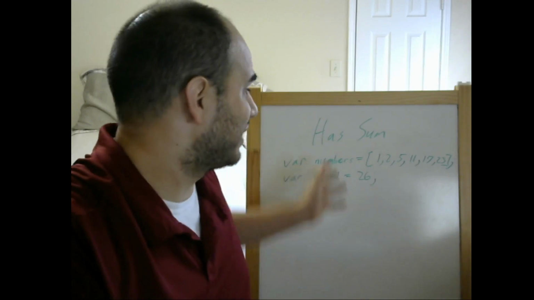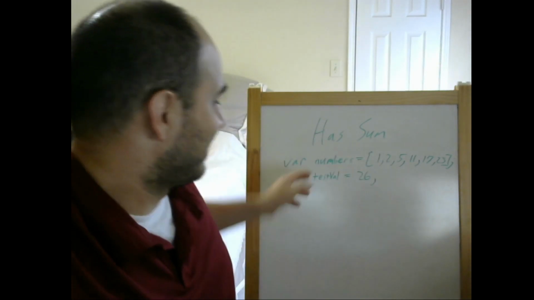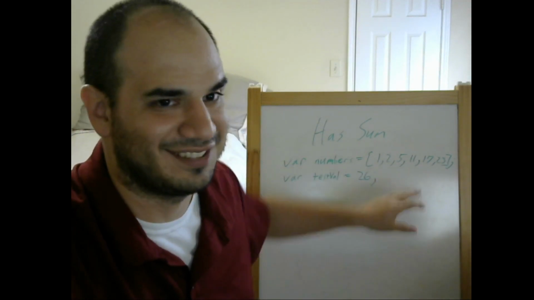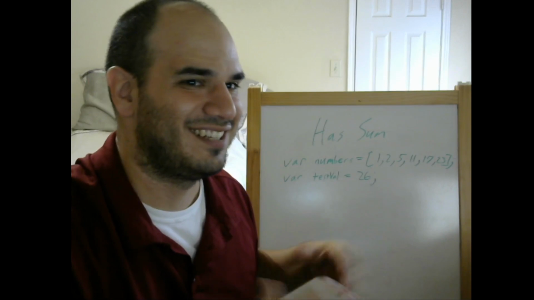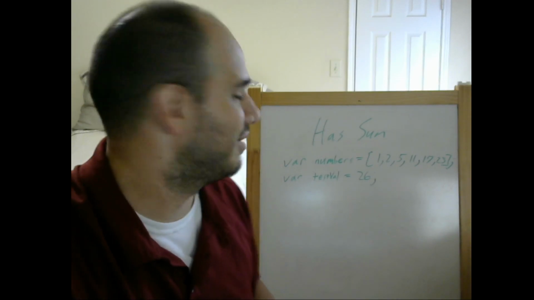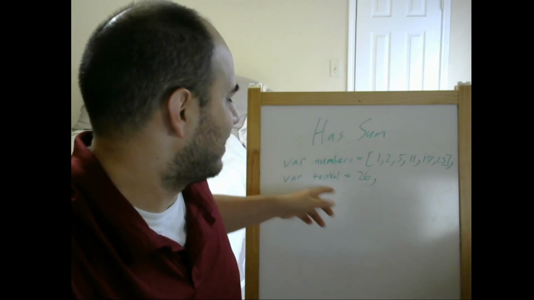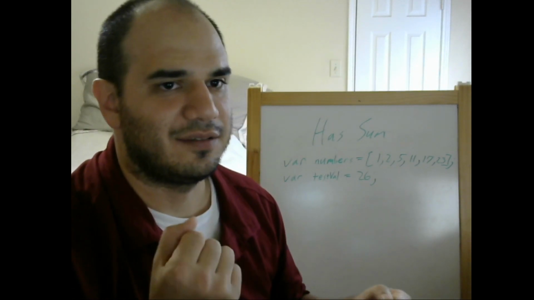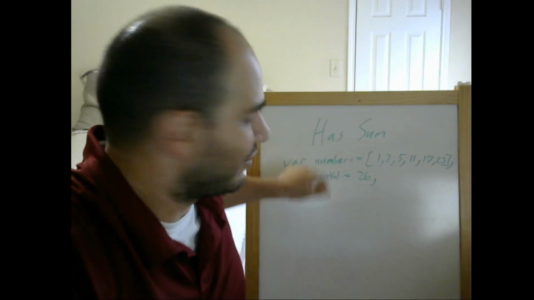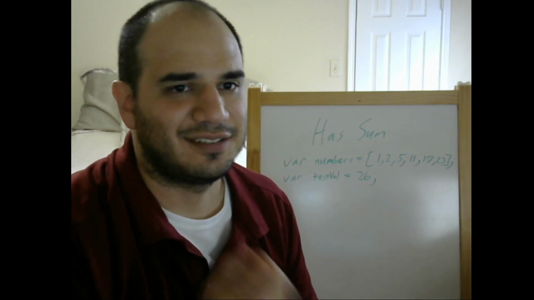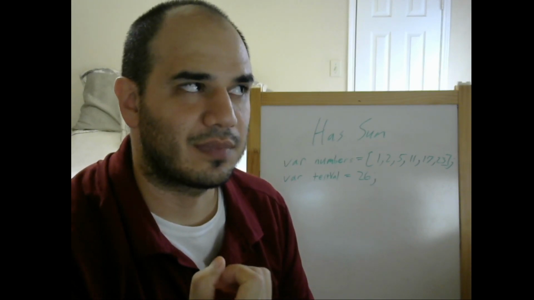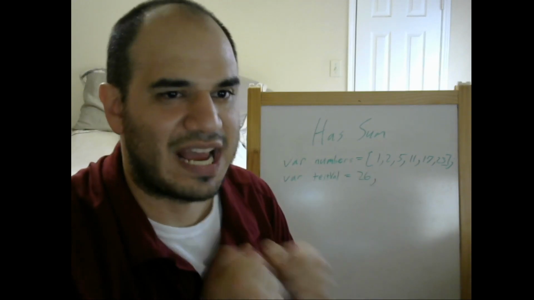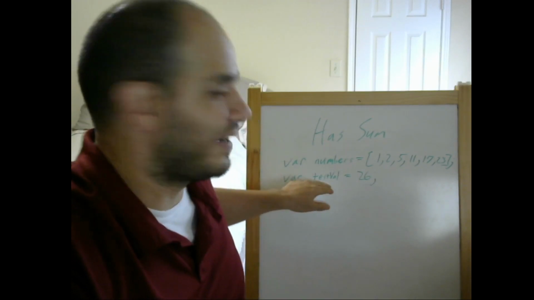So the question is: given an array of numbers, here's an example, but this is obviously not the exhaustive list of all possible arrays of numbers, and a test value, write a function that will accept both of these parameters and return true if there are two numbers in this array that when added up together equal this value.